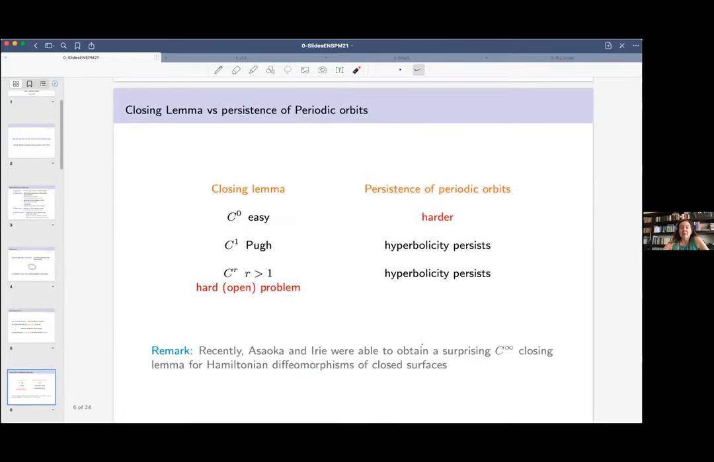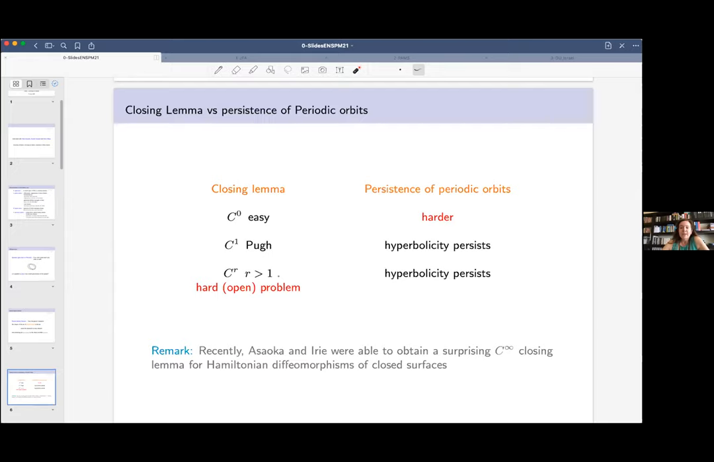Comparing the closing lemma in different topologies with the persistence of periodic orbits: besides the use of the closing lemma, the main ingredient to obtain a general density theorem is the persistence of periodic orbits. The proof in the C0 case is easy, apart perhaps from the case of the geodesic flow, but the proof in the C1 topology is much harder. It is much harder because of problems related to the size of the support of the perturbation that is needed to perform a small C1 perturbation.